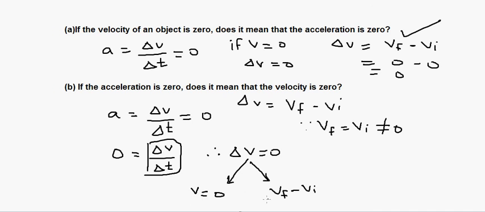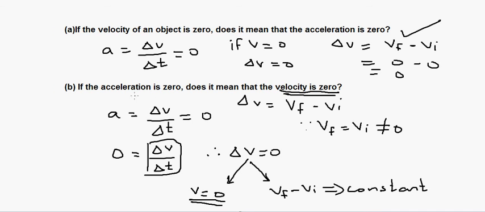So there are two possibilities. The first possibility is if the velocity is equal to 0. It is one of the possibilities, but not the only possibility. The second possibility is if the velocity is not changing at all, that is v final is equal to v initial, then too the acceleration is 0. What is acceleration? It's the rate of change of velocity. But if the velocity itself is not changing, that means the velocity is constant.